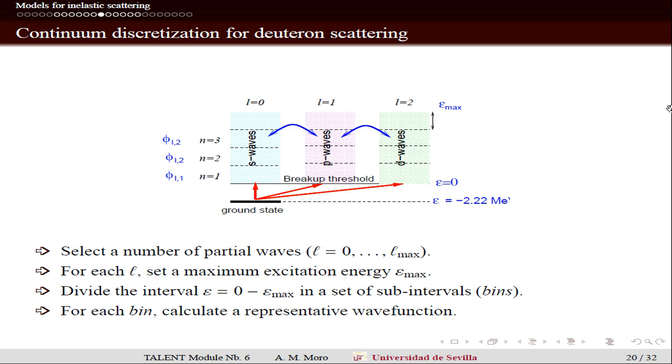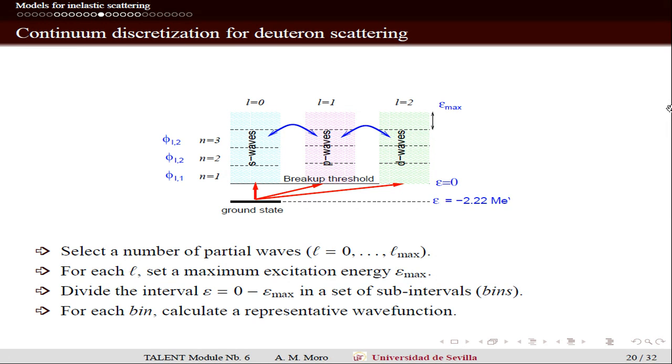So this is a schematic representation of how one in practice performs a discretization of the continuum, in this case of the deuteron. So we have the ground state, and in principle we can have continuum states in this two-body model for different partial waves for the proton-neutron. So we can have L = 0, 1, and whatever.